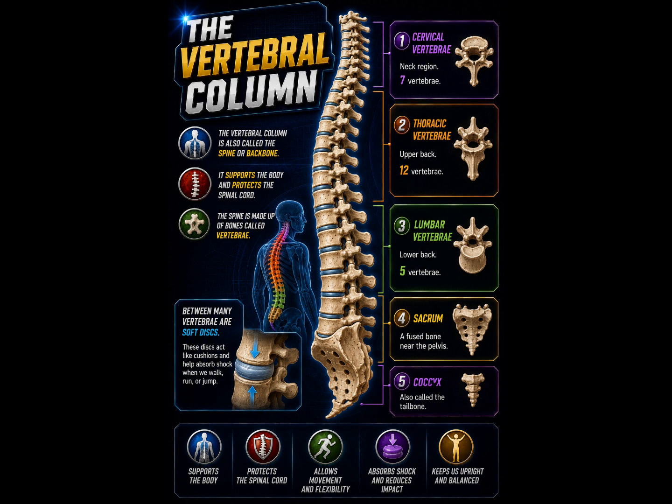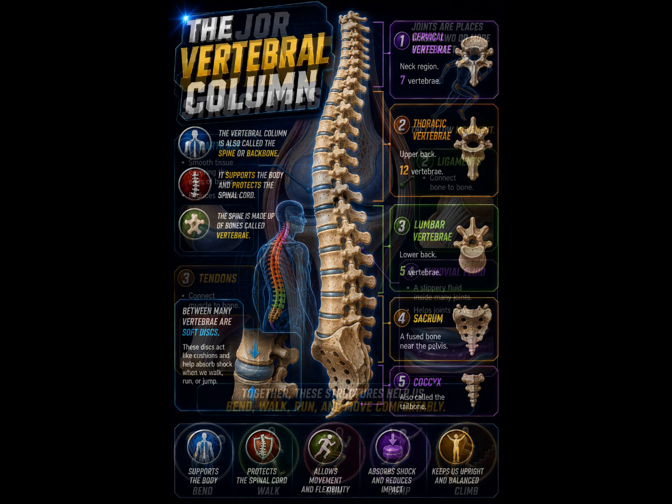Sacrum. A fused bone near the pelvis. Coccyx. Also called the tailbone. Between many vertebrae are soft discs. These discs act like cushions and help absorb shock when we walk, run, or jump.